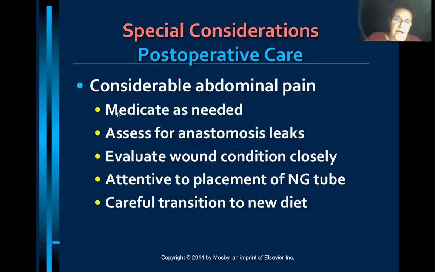We need to medicate as needed, assess for anastomosis leaks, evaluate any kind of wound condition closely, and that would be the dehiscence. Again, we don't want them to break open their sutures. We want to be attentive to the placement of the NG tube. And remember, that NG tube was placed in surgery. The physician did that while he had scopes in place and cameras in place. If it comes out, do not put it back in. Call the provider, let them know about it. You do not want to be poking that thing down into a fresh belly.